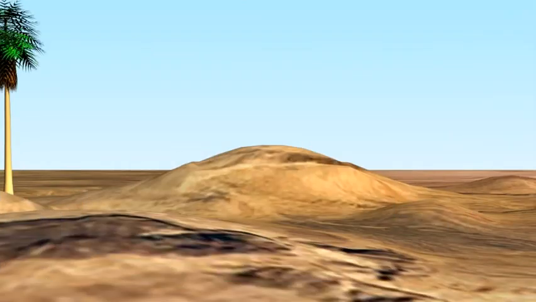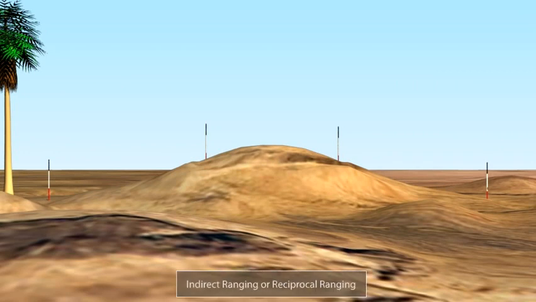Often, a hill, pond, or a high ground can obstruct the view of two endpoints. When the endpoints are not intervisible by direct observation, intermediate ranging rods are fixed on the line in an indirect way known as indirect ranging or reciprocal ranging. Using the eye, let's observe the steps of indirect ranging for these two endpoints.